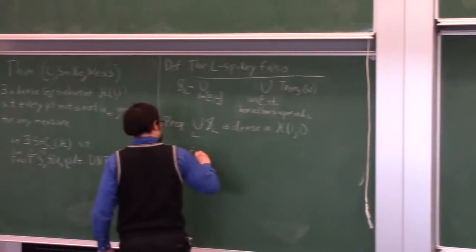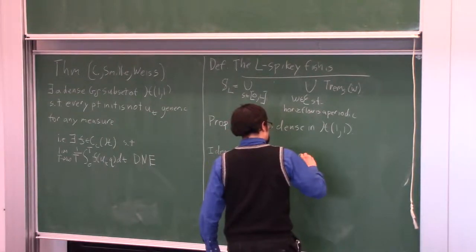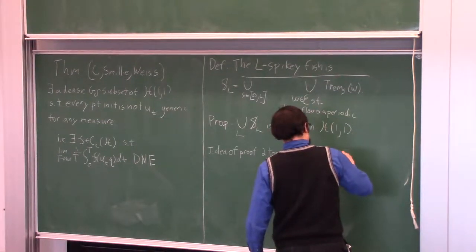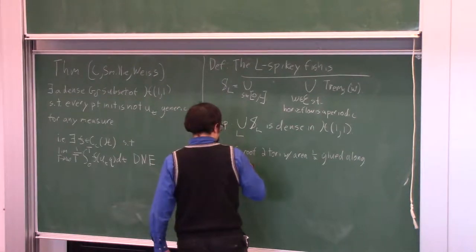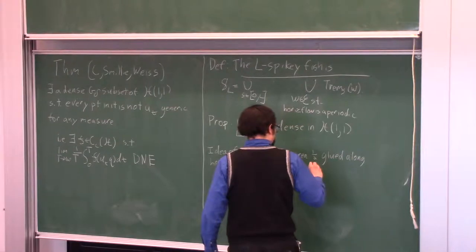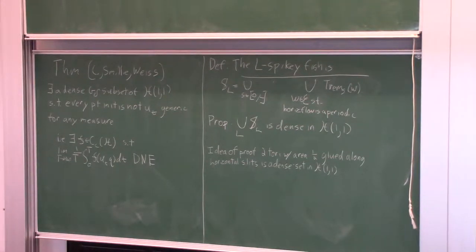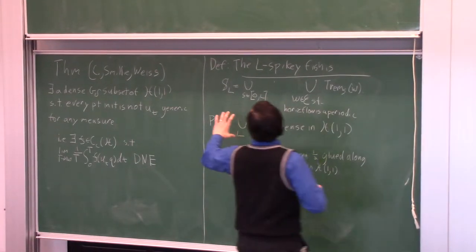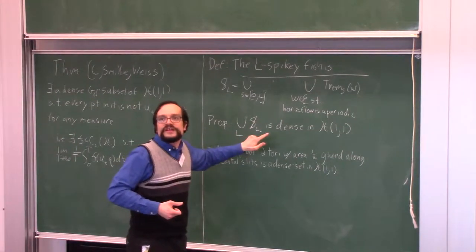Proof: two tori with area 1/2 glued along horizontal slits is a dense set in H11. Everyone happy about this basic idea? So anywhere you're sitting in H11, you can move yourself just a little bit to a picture where you have two tori glued along an absolutely enormous horizontal slit. And this is contained in the set you can get from the union of all of the S_L. In particular, you can get this for the S_L with L being the size of your horizontal slit.